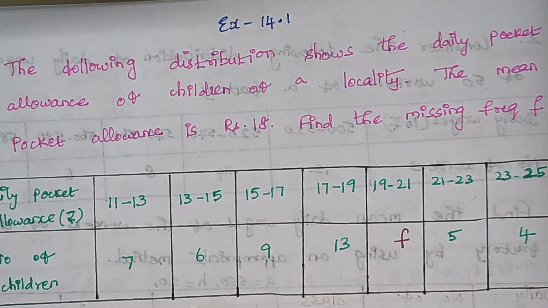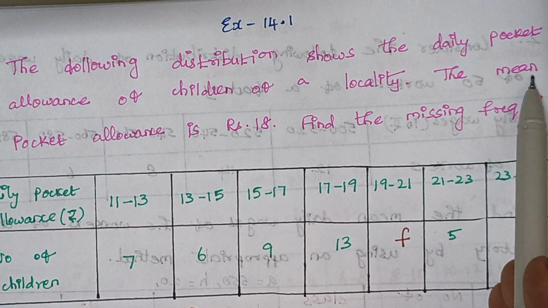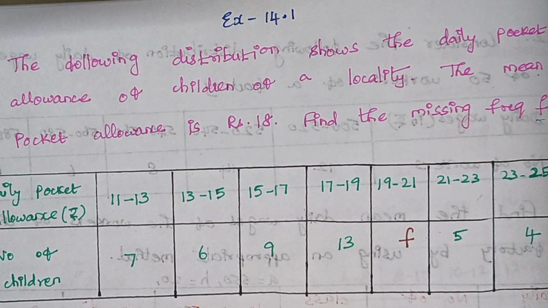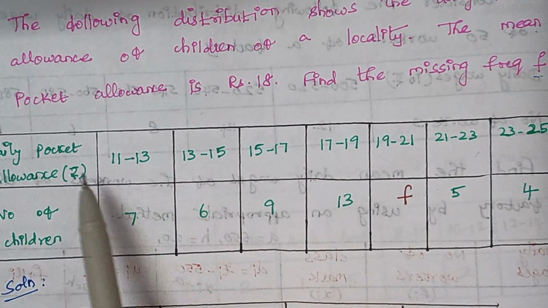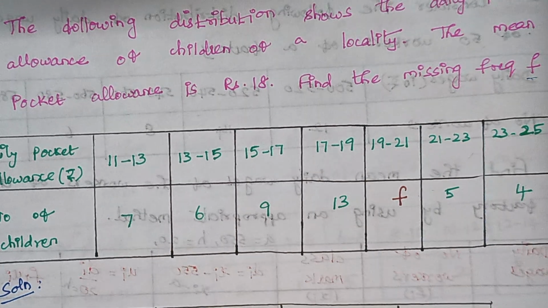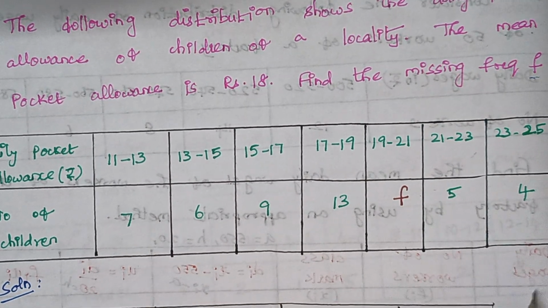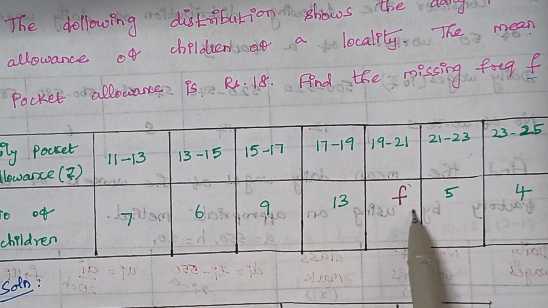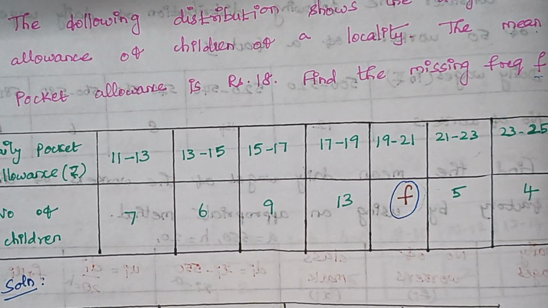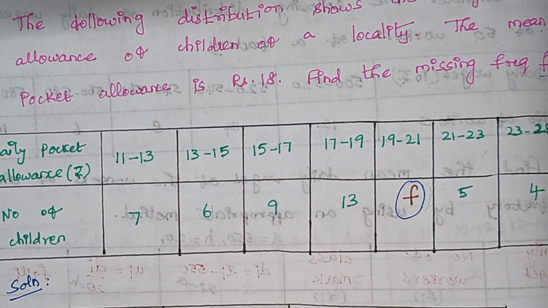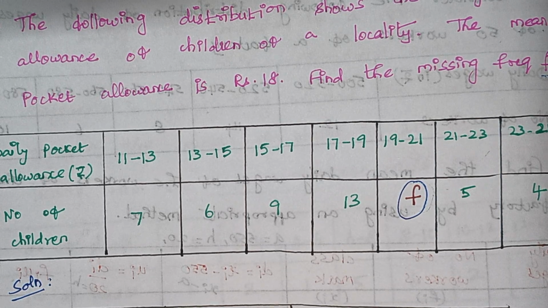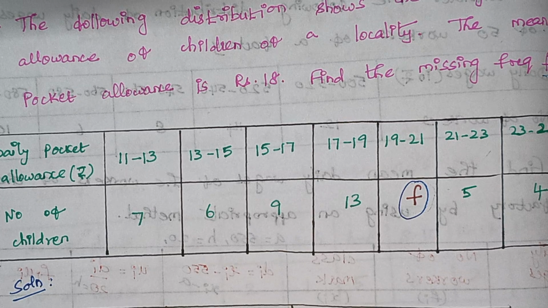So here the value of mean is given and we have to find the value of f. Look at the tabulation here. Daily packet allowance and number of children is given here. And you see these are all the data, and we have to find this part, the missing frequency f. So this is just the reverse of it, right? We don't know what method we have to use. Simply they are giving the mean value. So find the missing frequency.